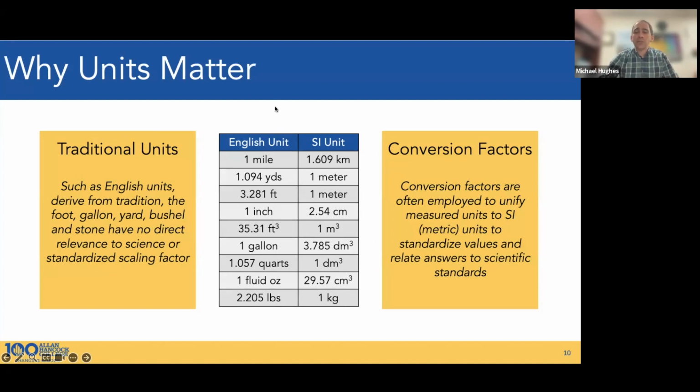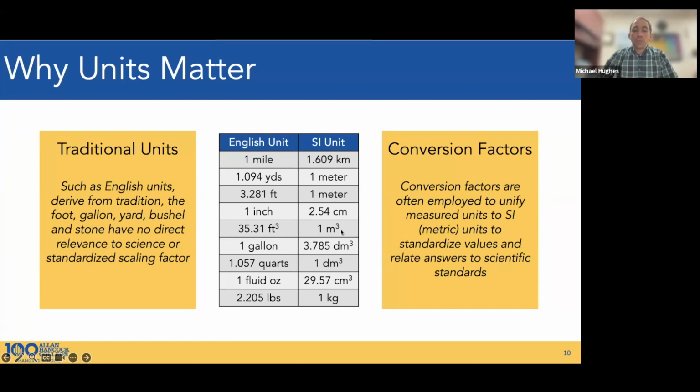And so as a result, we need to use conversion factors, which are employed to unify traditional units to our SI metric units. And so here are some of the examples. 1 mile is 1.609 kilometers. Yards to meters, feet to meters. These things are important with distance. And inches to centimeters. This is exactly 2.54 centimeters in 1 inch.